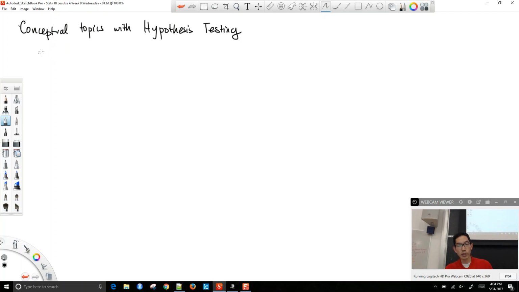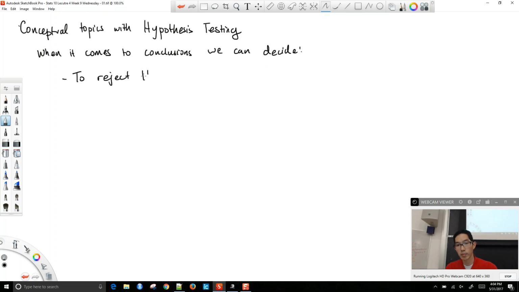we make conclusions. When it comes to conclusions, what are the two conclusions we can make in a hypothesis test? You either reject it or not. Yeah, when it comes to conclusions, we can decide either to reject the null hypothesis or not to reject the null hypothesis.